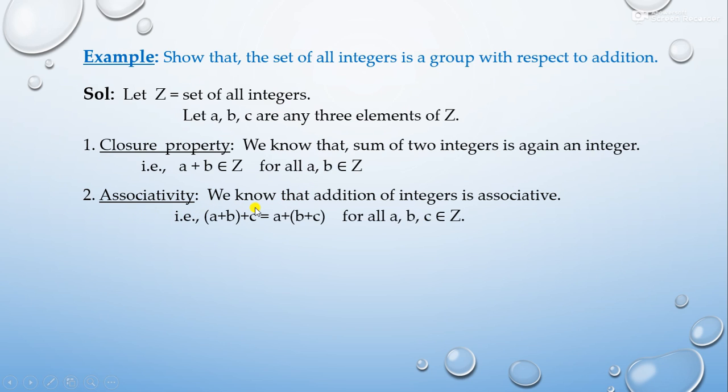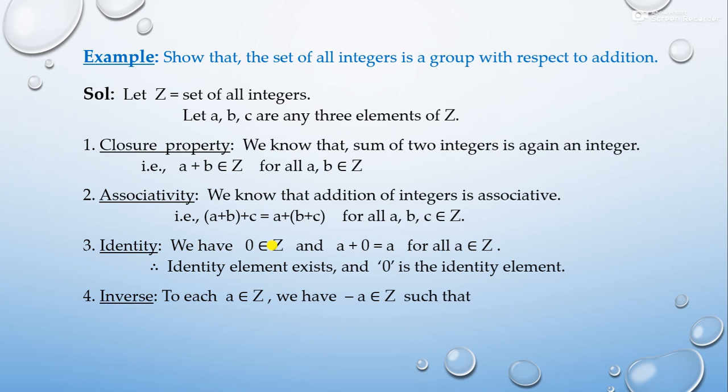What will be the third? The third is the identity. You have to remember this: if we talk about addition, your identity will always be 0, and in the case of multiplication your identity is 1. So 0 belongs to Z, and we know that 0 belongs to the integers also. Suppose A is an element of Z, then A plus 0 gives A. So it means that 0 is the identity of this set of integers.